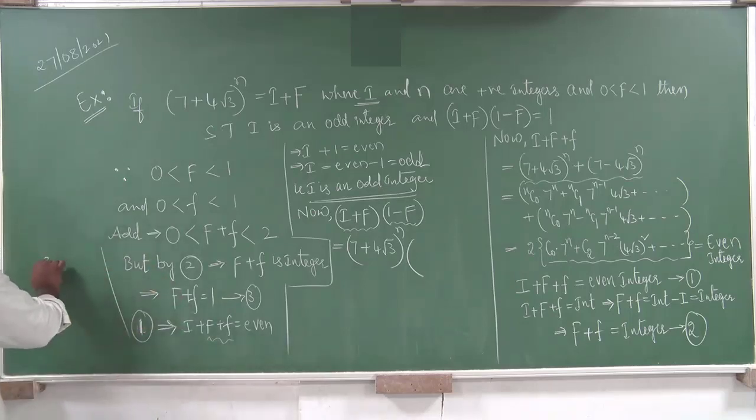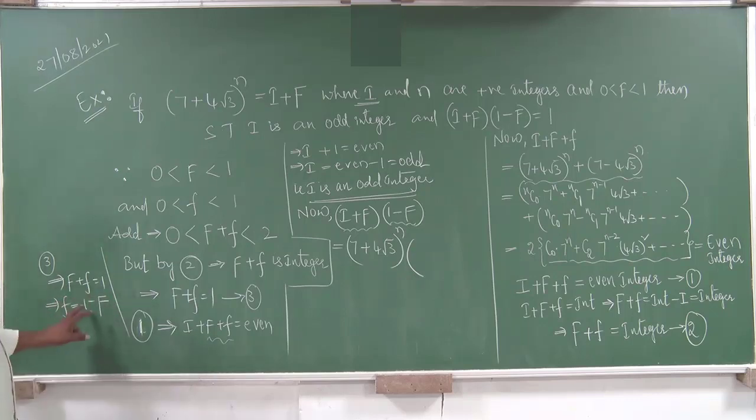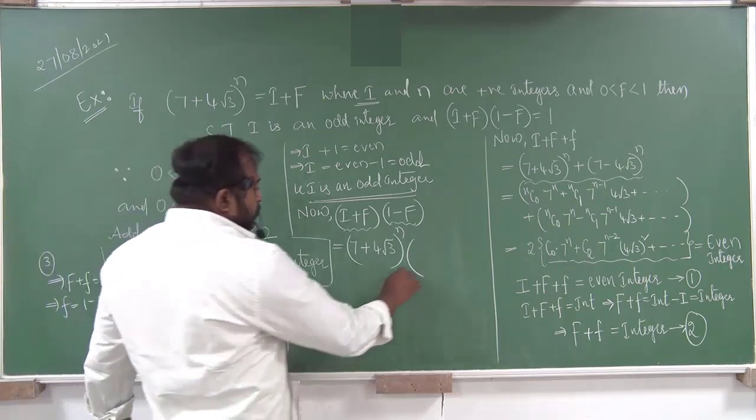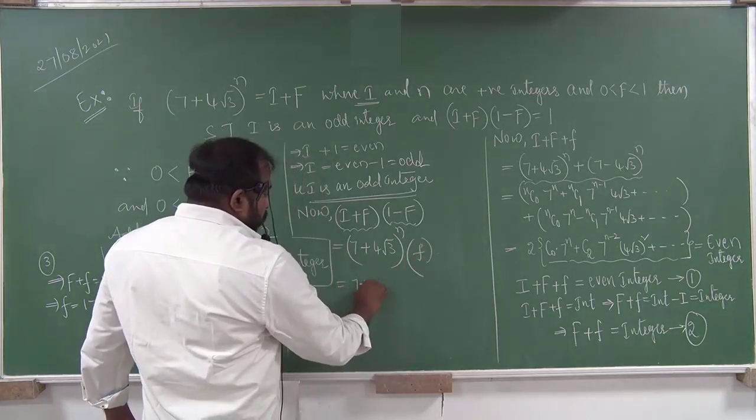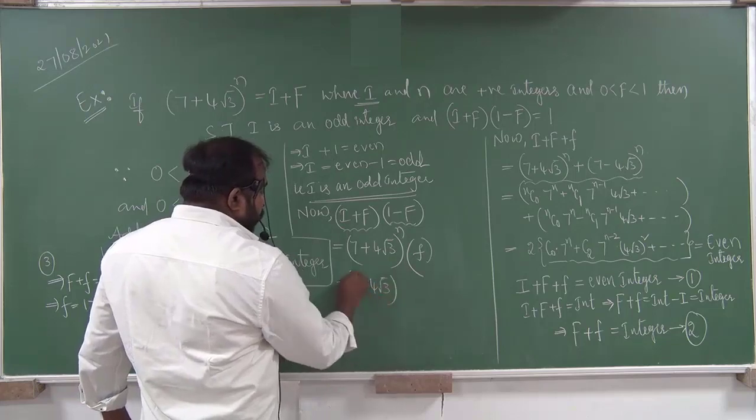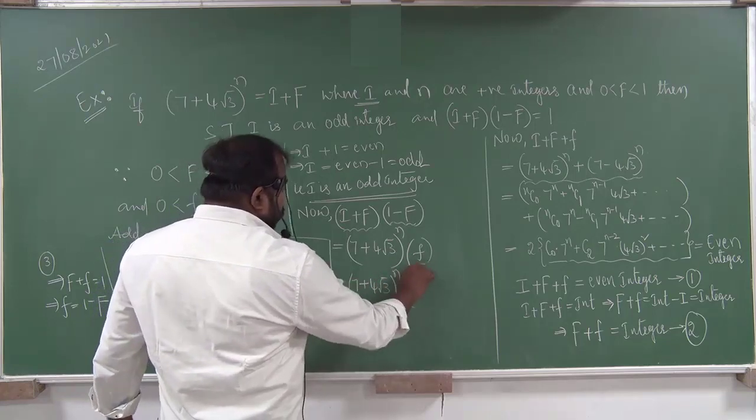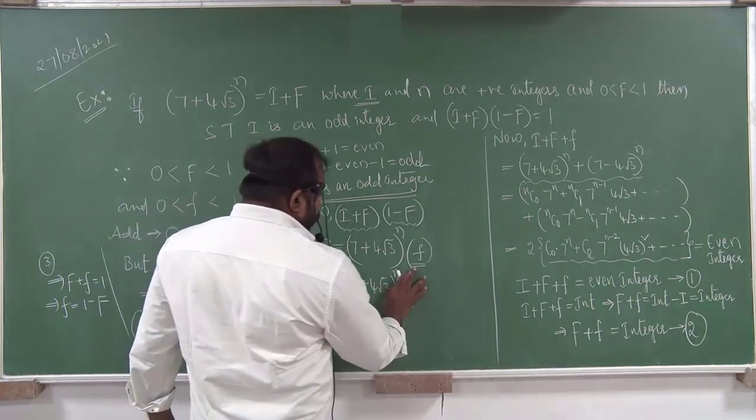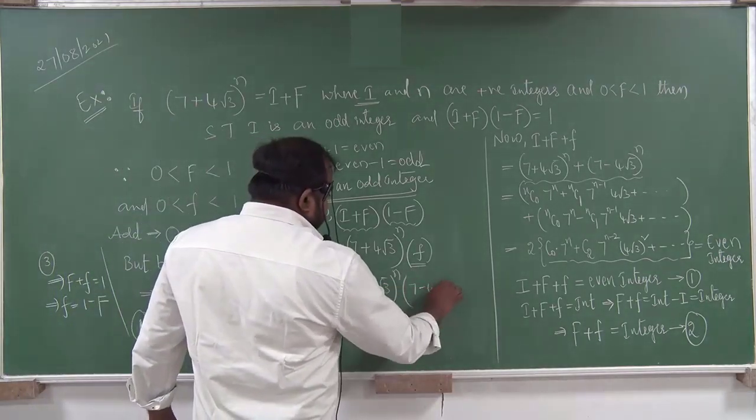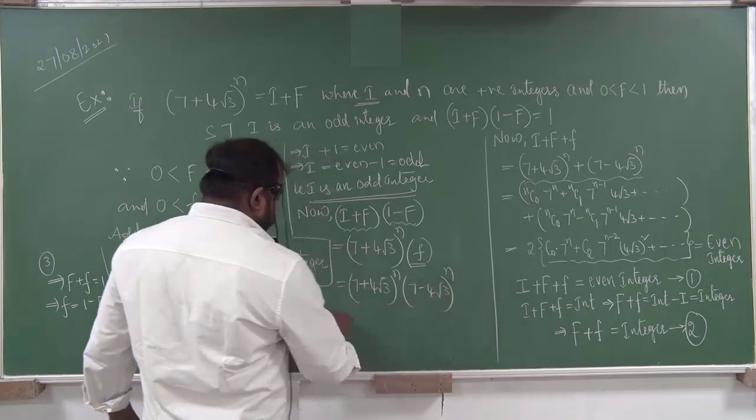listen here. From the third equation, capital F plus small f is equal to 1. So what is the value of small f? 1 minus capital F, right? That means in place of 1 minus capital F, I will write the small f value. So (7 + 4√3)^n into small f value. What did we get as the small f value? The small f value I took as (7 − 4√3)^n.